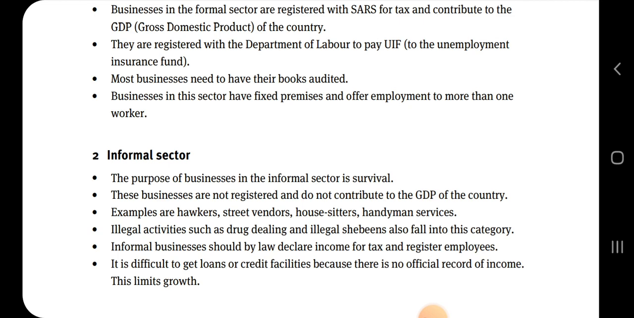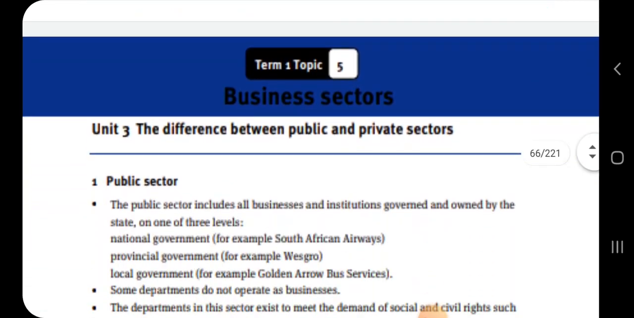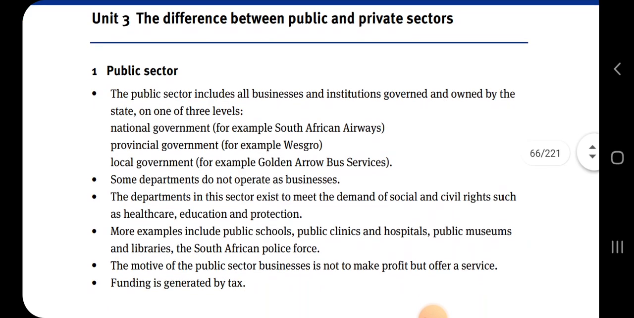Informal businesses should by law declare income for tax and register employees. It is difficult to get loans or credit facilities because there is no official record of income. This limits growth. So if you are in the informal sector, you didn't register your business, you are not able to grow because even funding does not fund informal businesses because they are not registered. It's very, very difficult to get funding. So in Unit 3, we'll have the difference between public and private sector.